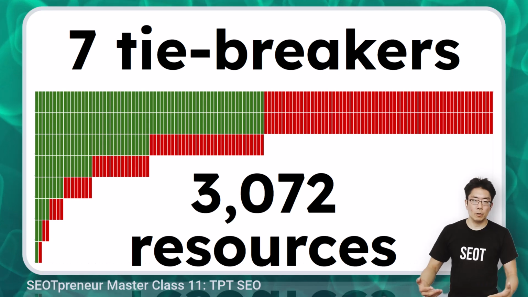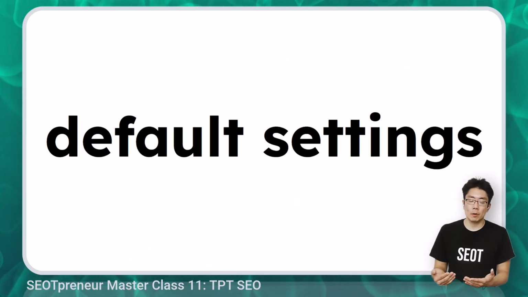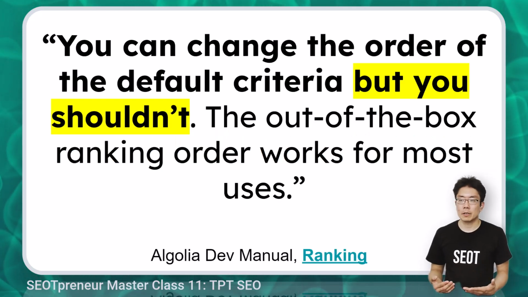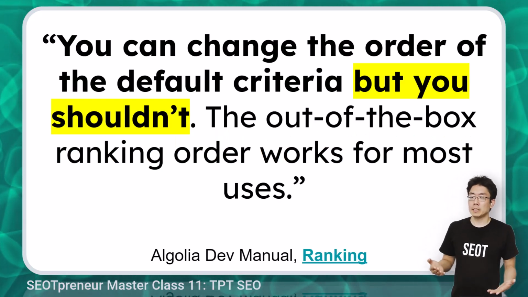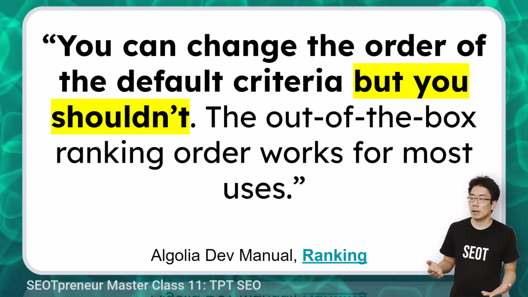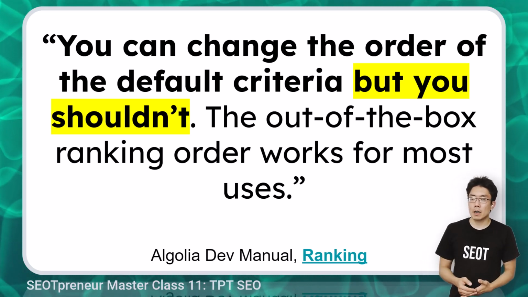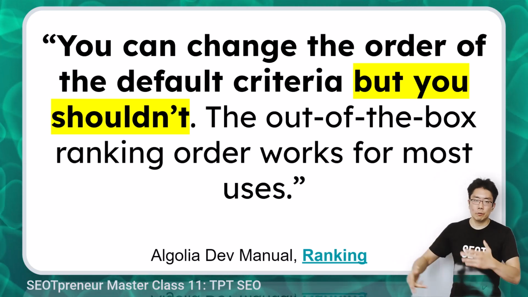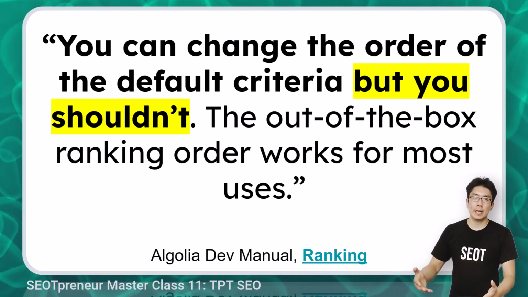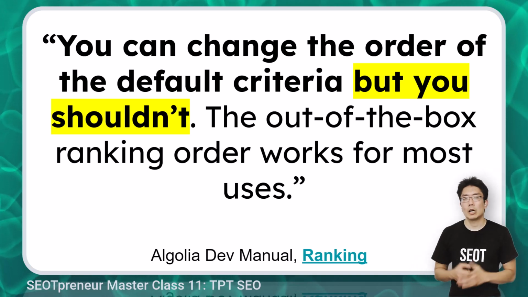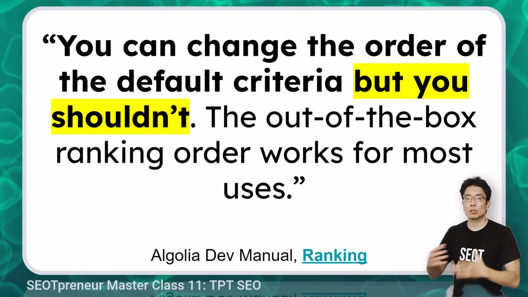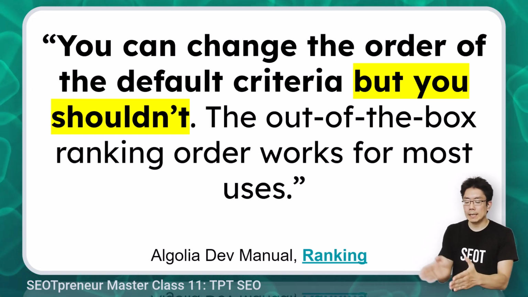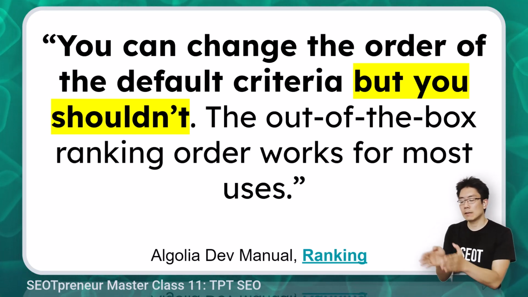So we're going to go through the Algolia manual, and for the most part, we're going to assume that they're using default settings. In the developer manual, on the ranking page, it says you can change the order of the default criteria, but you shouldn't. The out-of-the-box ranking order works for most uses. So as we go through the manual, as we talk about the 8 tie-breaking rules, I'll talk about the default setting, and we'll try to understand how the TPT search algorithm works so that we end up being in the first group instead of the second group.